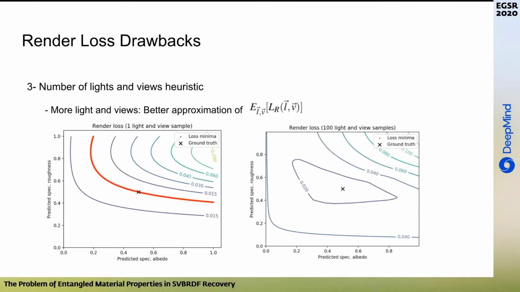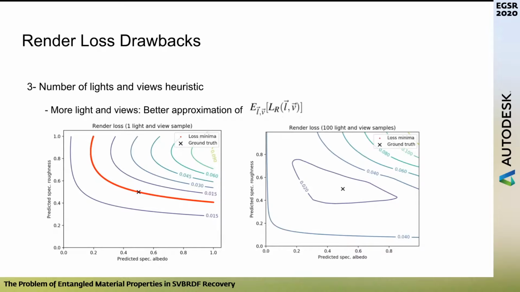As a third drawback, the number of light and view directions to be used in the rendering loss is a heuristic that needs to be selected empirically. As mentioned before, using a single light and view direction for render loss represents many loss minima possible, shown in the left side of the below figure. However, as we increase light and view samples, the problem of multiple global minima is reduced, as shown in the right side of the figure where we use 100 light and view samples.